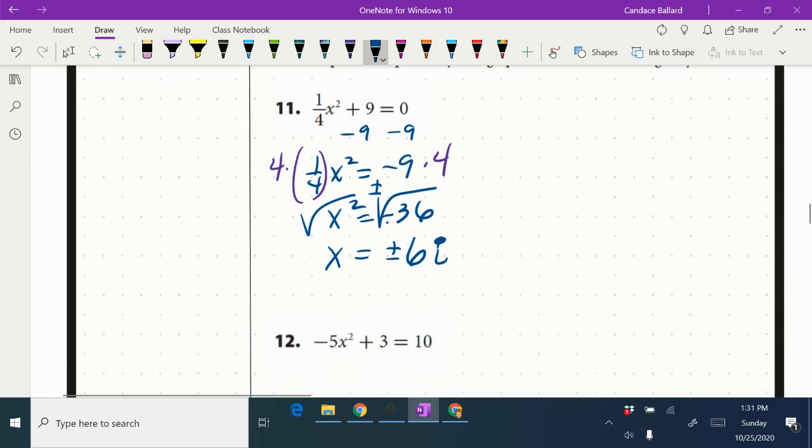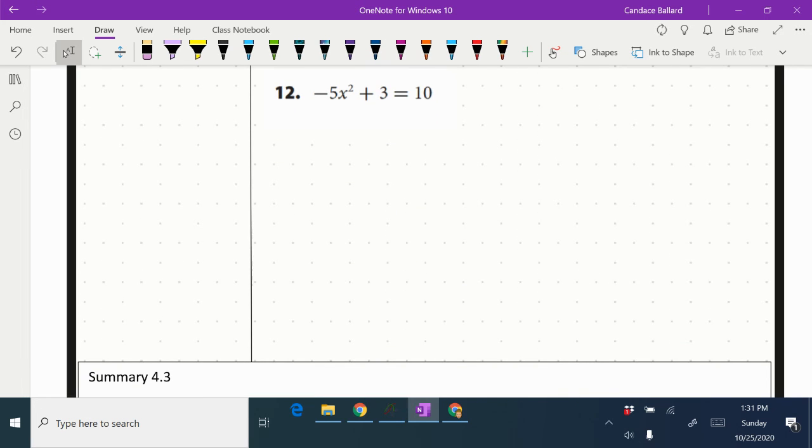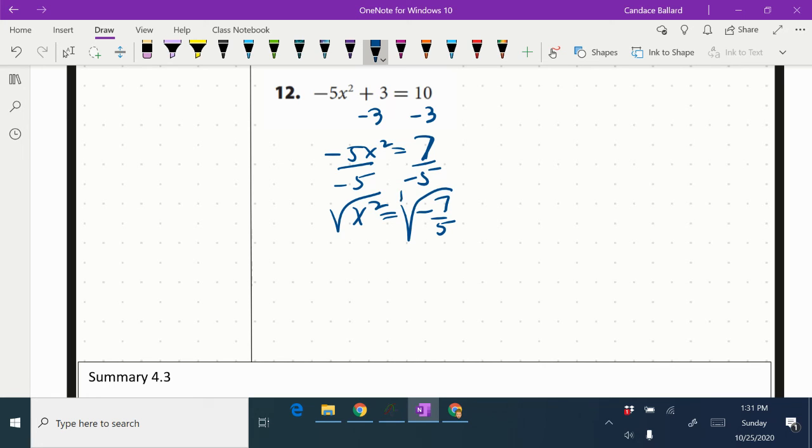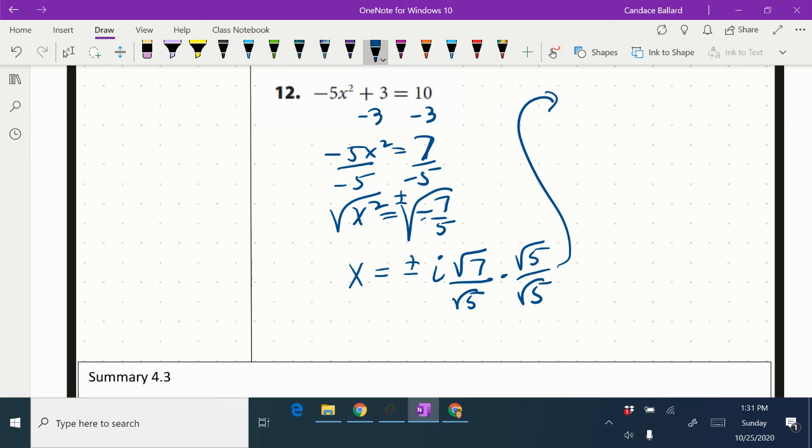All right, our last one. So number 12. We're going to subtract 3. So we get negative 5x squared equals 7. And then I'm going to divide by negative 5. x squared equals negative 7/5. Take the square root of both sides, so I get plus or minus in front. I see the negative under the radical sign, so I'm going to pluck my eyes out. I'm seeing square root of 7 over square root of 5. I know I'm not allowed to leave that radical in the denominator, so I'm going to rationalize it by multiplying top and bottom by square root of 5.